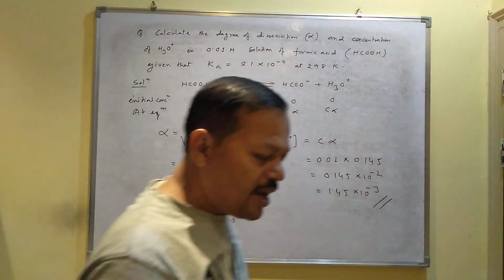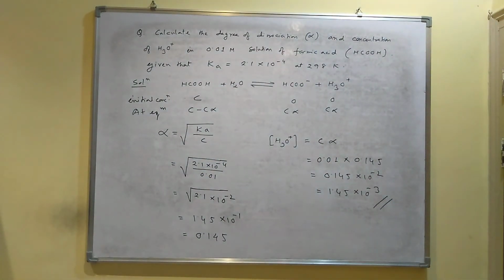So this is the application of Ostwald dilution law. By applying Ostwald dilution law, you can find out the degree of dissociation, and you can find out the concentration of the product in this way.